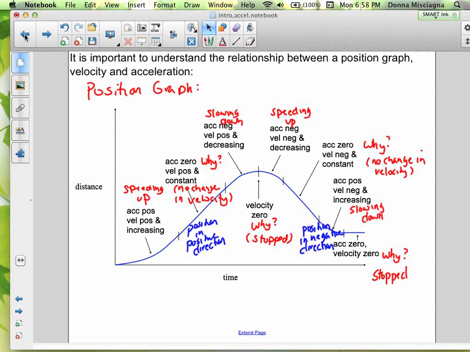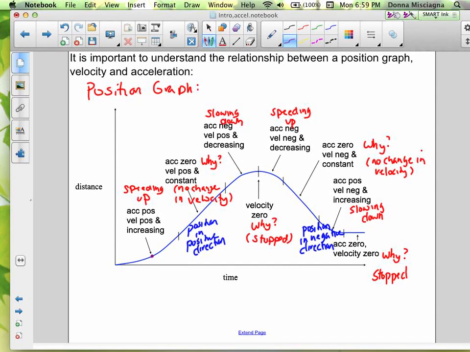All right, so this is the position graph. We have distance and time. All right, and notice here, so let's look at the different locations on our graph. And I'm going to graph those as points so you can see what I'm referring to, because I can't point and have you see me.